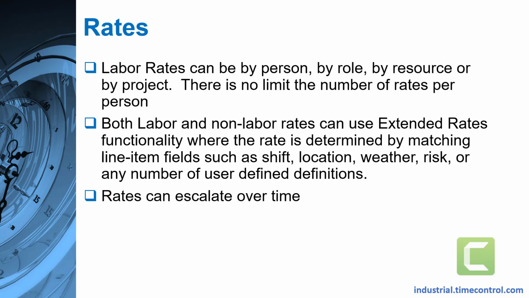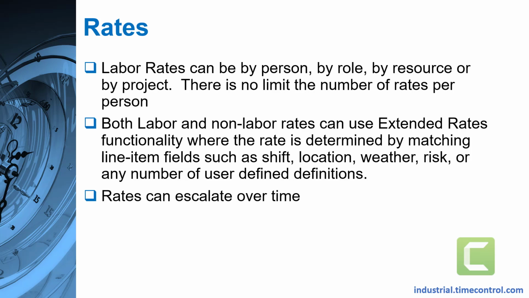We haven't talked a whole lot about rates, but the rates structure in TimeControl is as flexible as everything else that we've talked about. They include rates per role, per person, per project. You can have an unlimited number of rates per person and even escalated rates. And TimeControl Industrial includes something called extended rates for both labor and non-labor entries. Labor, of course, being people, and non-labor being material or equipment or production.